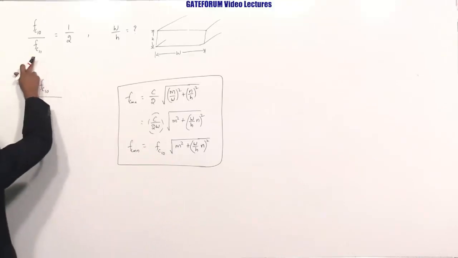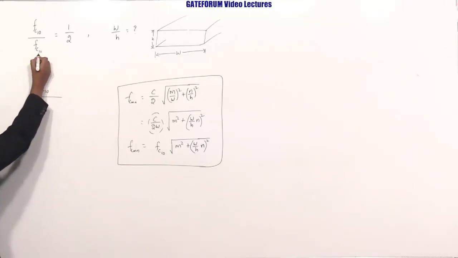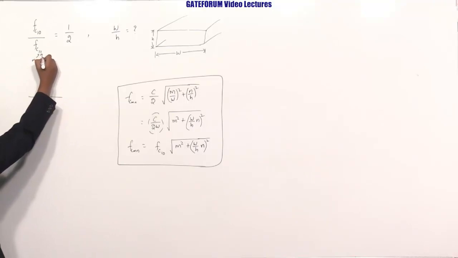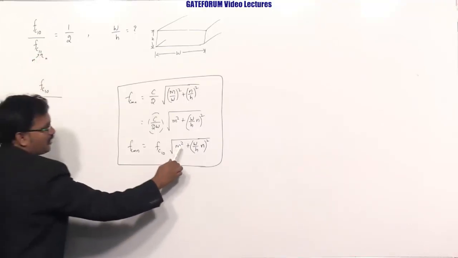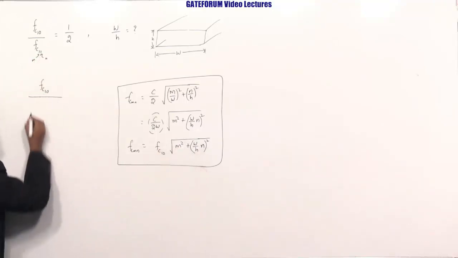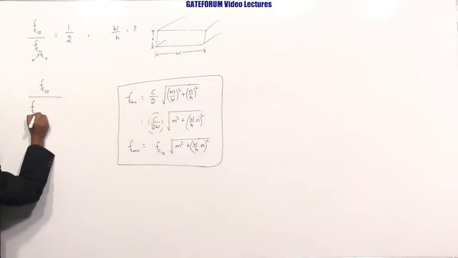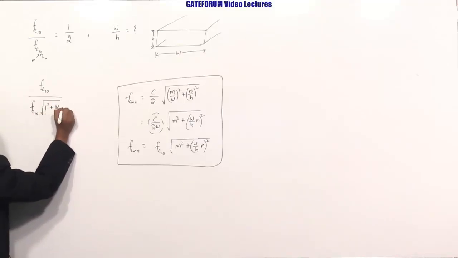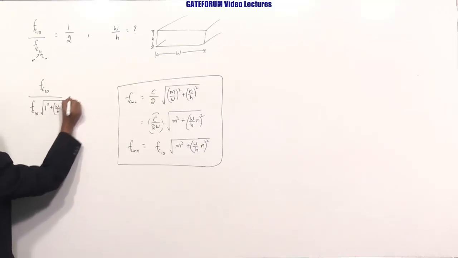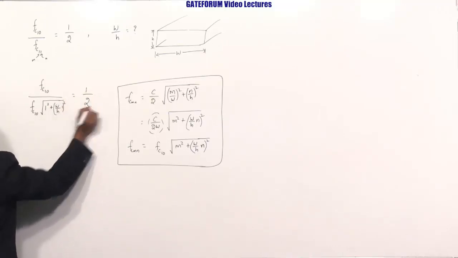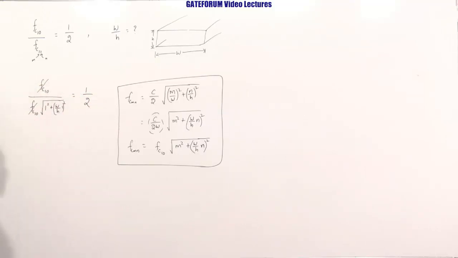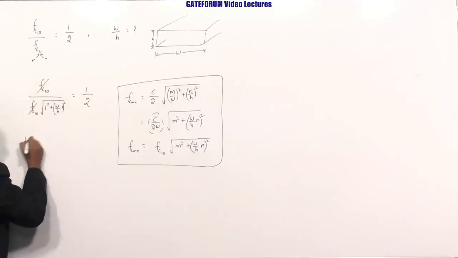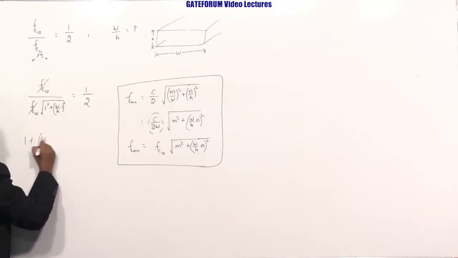So now here they have given FC11. The M value is 1 and the N value is also 1. So substitute M equal to 1 and N equal to 1. What are you going to get? FC11 I can write as FC10 into square root of 1 square plus W by H whole square, and this is equal to 1/2. FC10 will get cancelled, so we get 1 by W by H whole square.